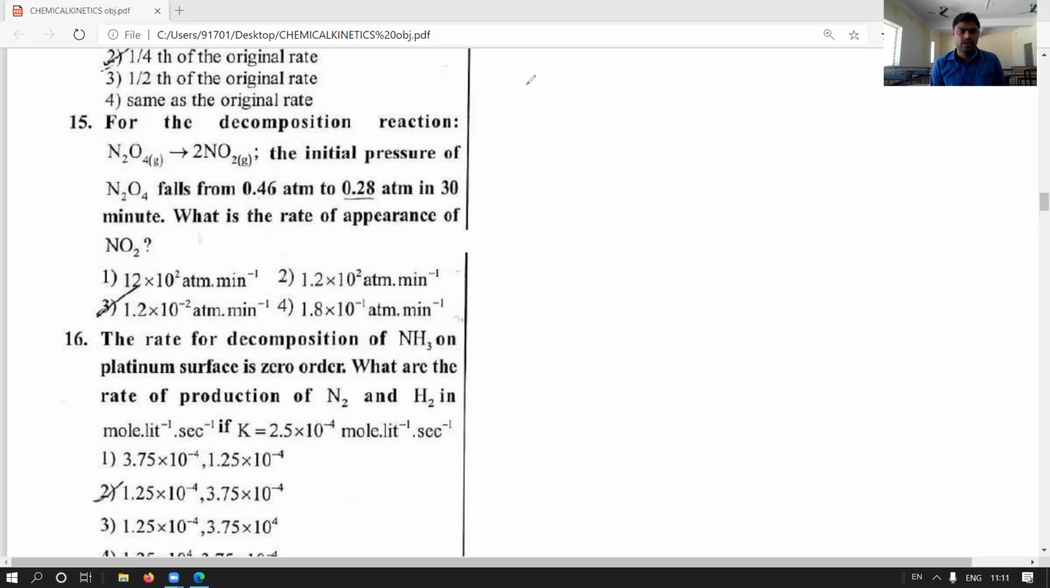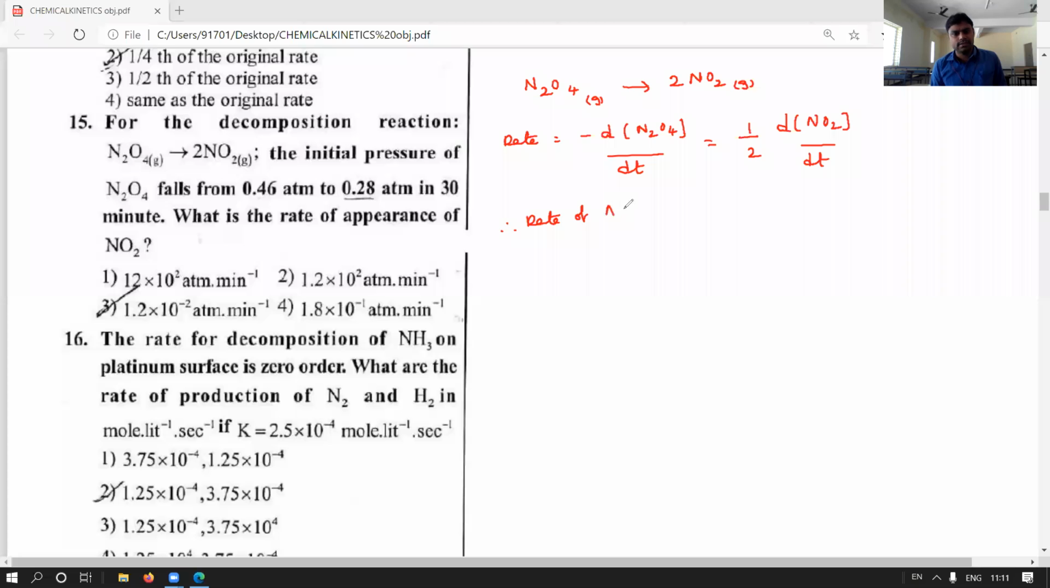Let's first write the given equation. N2O4 is converted into 2NO2. For this, the rate expression is: rate is equal to the decrease in concentration of the reactant N2O4 by dt during the time interval, which is equal to 1 by 2 times the increase in concentration of NO2 by dt. What they asked is the rate of appearance of NO2.